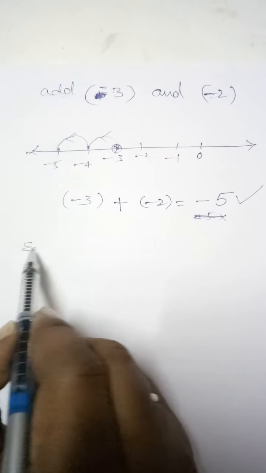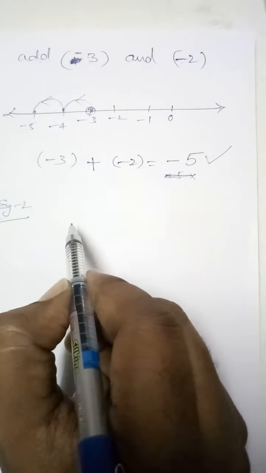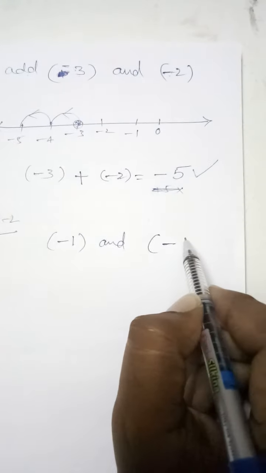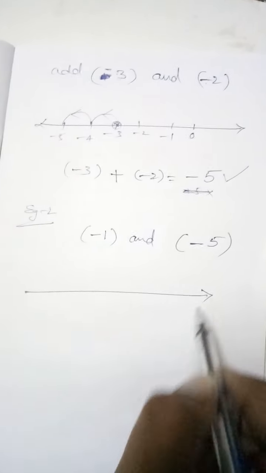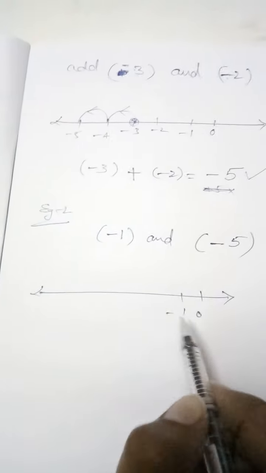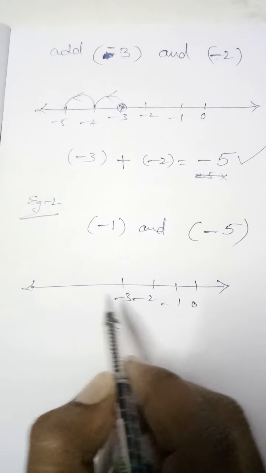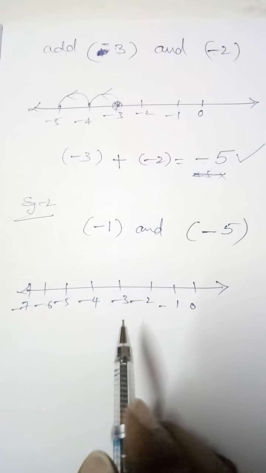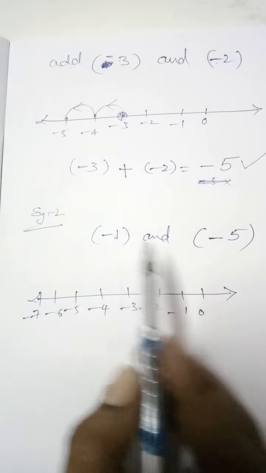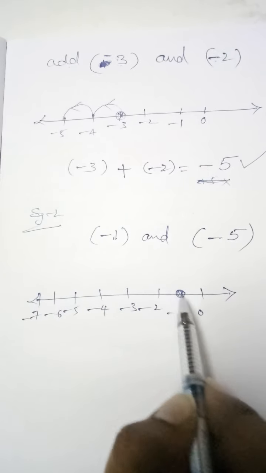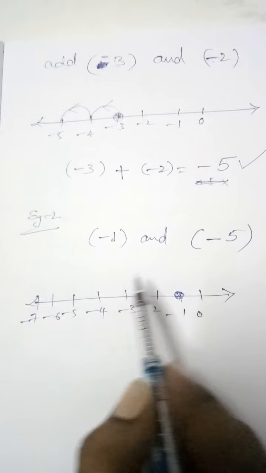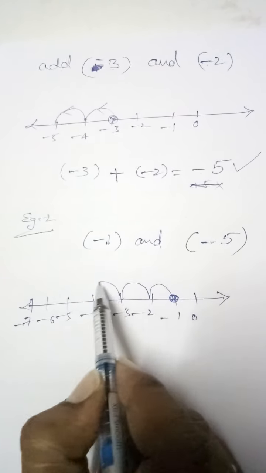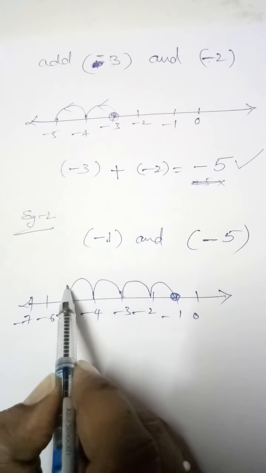And one more example. Can you give one example? Minus 1 and minus 5. Now draw a number line. 0, then from the left side, minus 2, minus 3, minus 4, minus 5, minus 6, minus 7. Now where do you have to start? What is the first number here? Minus 1. So start from minus 1. Should we move to the right side or left side? Left side, because negative. How many steps? 5 steps. 1, 2, 3, 4, 5.